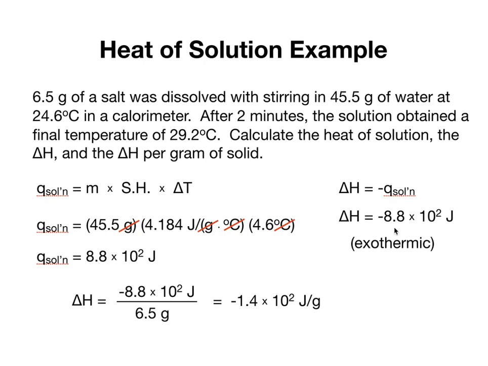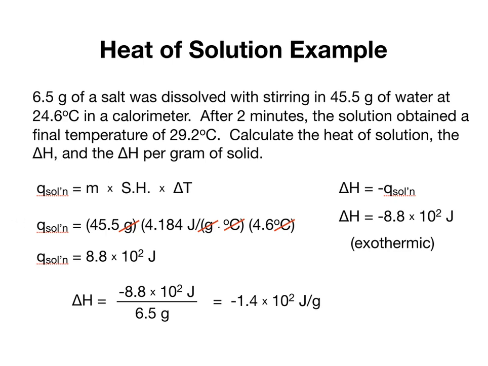So you simply take your delta H, whatever that happens to be, and you divide it by the mass of the salt that you dissolved. That tells you how many joules per gram were released in this case, or might be absorbed. So this is how you work through a heat of solution example.